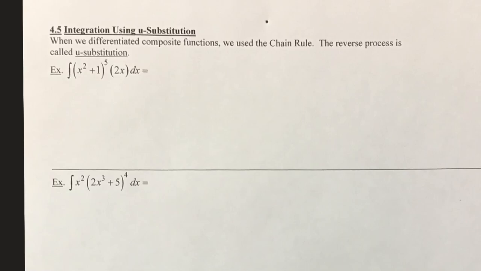Today we're going to talk about how we do an integration, so take an antiderivative, using something called U-substitution. And it could have been any letter, literally. It could have been J substitution or any letter you want.